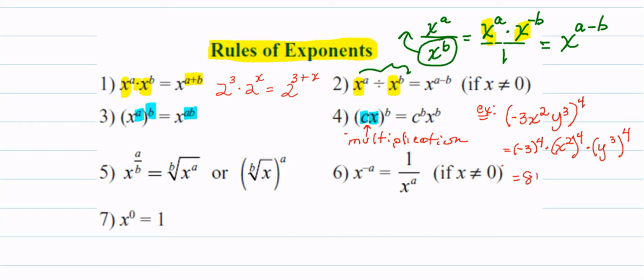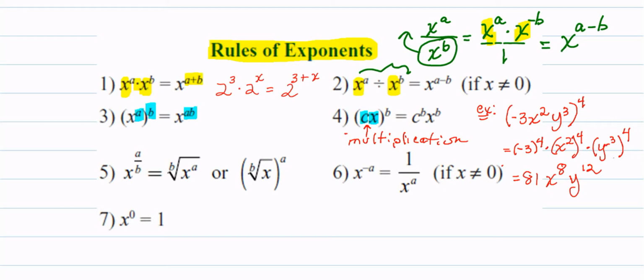Positive 81. And now, raising a power to another power, rule 3. What happens in rule 3? Raising a power to a power, you multiply the exponents. So next to 81, we'll have x to the 8th power, times y to the 12th, or you don't have to put the times symbol, it's understood. 3 times 4 is 12. And there's your answer for that one.